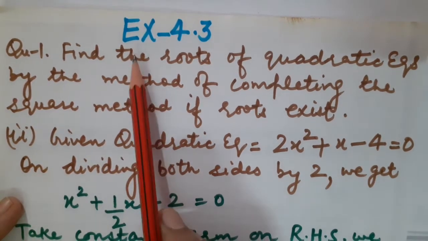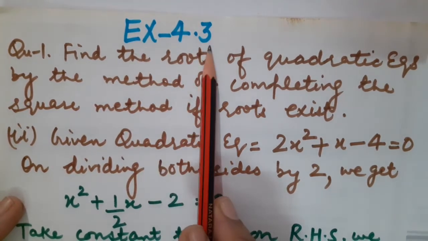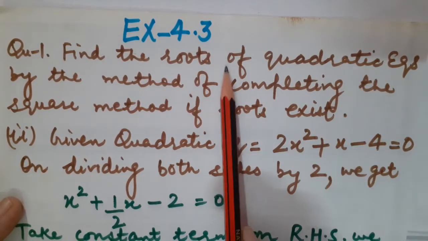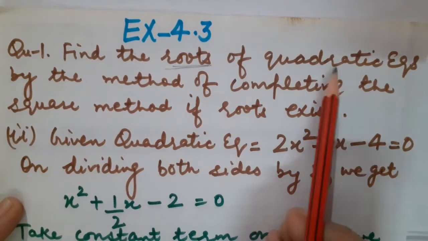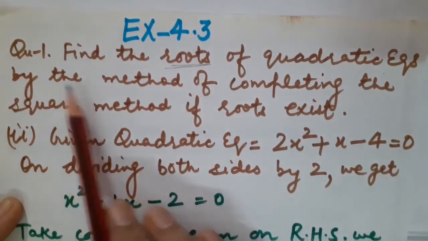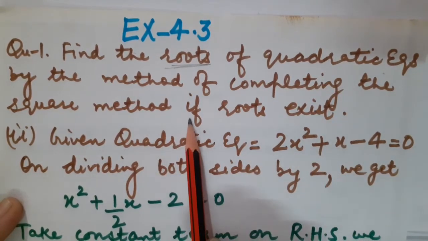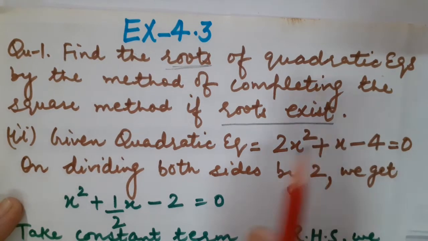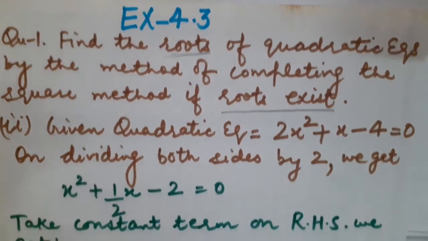For that, definitely I have taken the questions from exercise 4.3. Question number 1. Find the roots of the quadratic equation. What you have to do? You have to find the solution of the quadratic equation by the method of completing the perfect square. If the roots exist, fine. If the roots exist, okay.